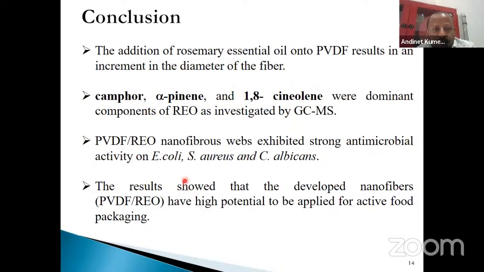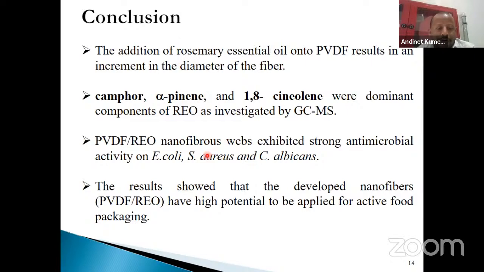In conclusion, the addition of the rosemary essential oil improves the nanofiber diameter, and the major constituents of the rosemary essential oil, which give the antimicrobial effect on the nanofiber, are the camphor, alpha-pinene, and this one.